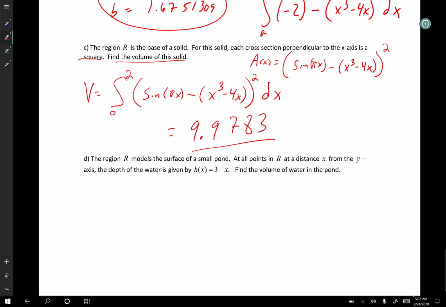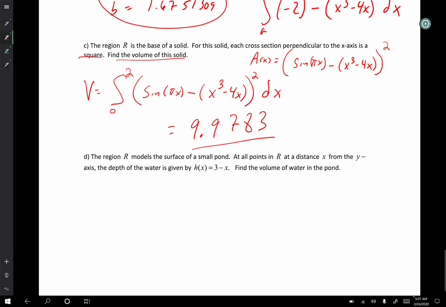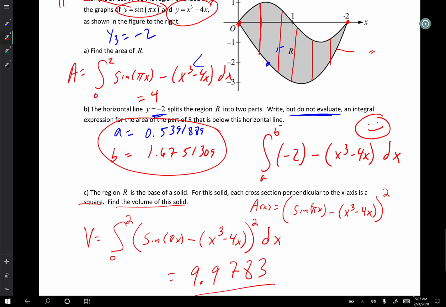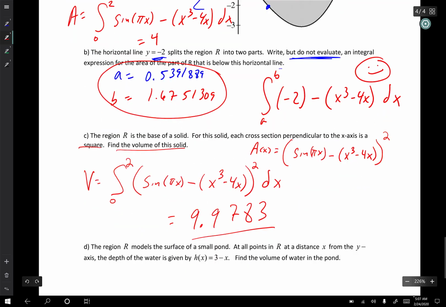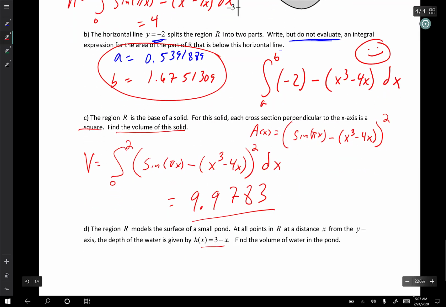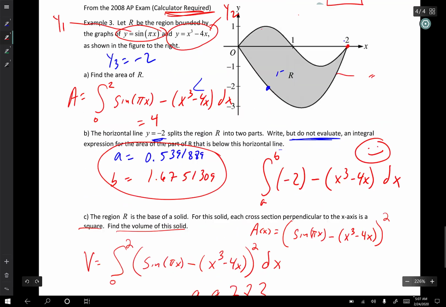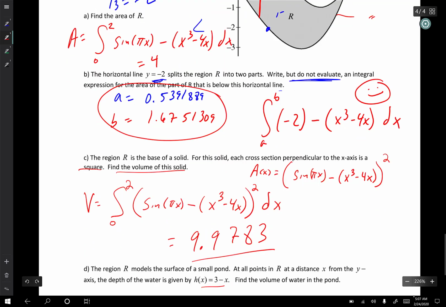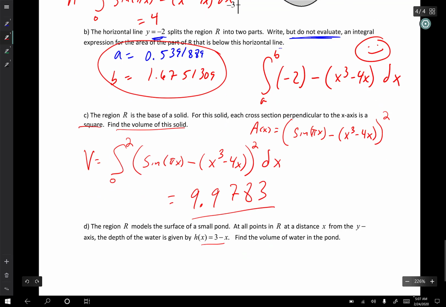All right, let's see if we can do this last one, guys. The region R models the surface of a small pond. At all points in R at a distance x from the y-axis, the depth of the water is given by 3 minus x. Find the volume of this. Okay, it's the same thing, but instead of it coming out of the paper, it's going into the paper. So each cross section I do here has a height of 3 minus x. And how do I get area? So it's going to be a rectangle. Because here's my cross section. This is my cross section that has a length, and then the height going in is this guy right here.